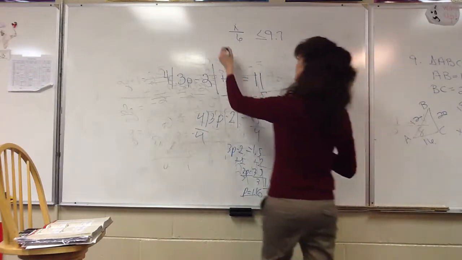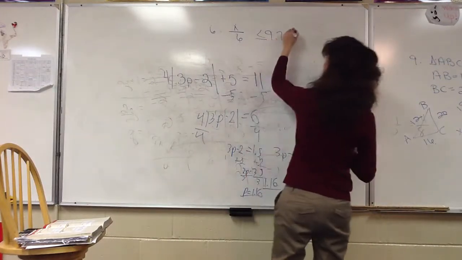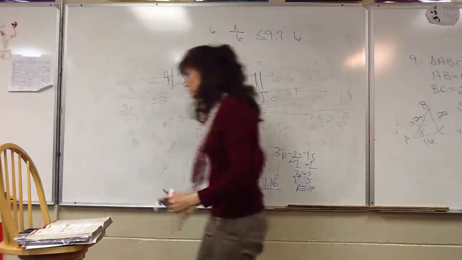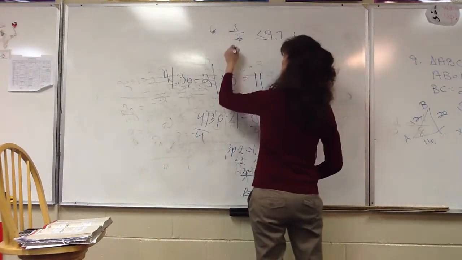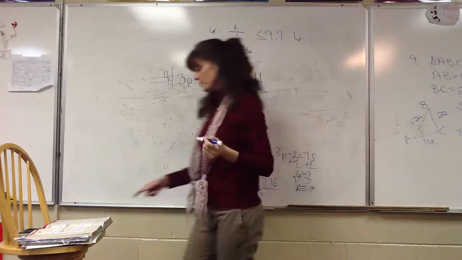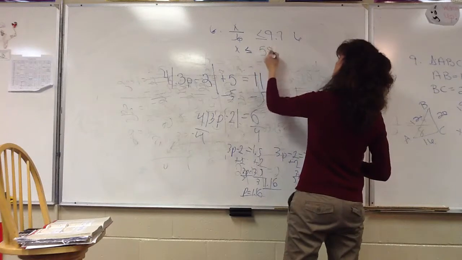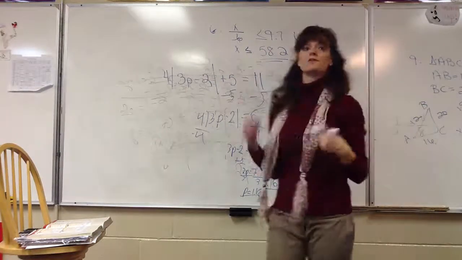Then you'll multiply both sides by 6, and when you work it out, the 6 will cancel. X is less than or equal to, and I'm multiplying, 58.2. Yes, 58.2 points. That would be the total points from all 6 events or less than that.